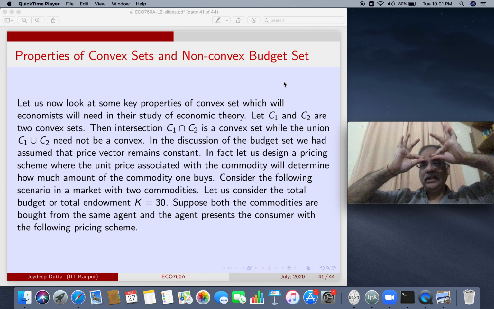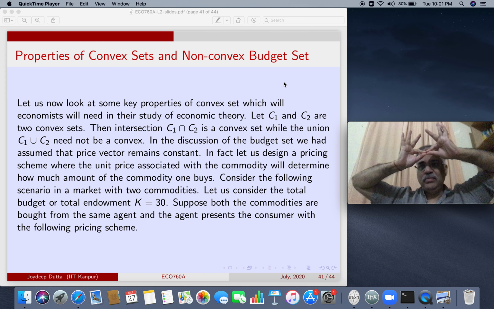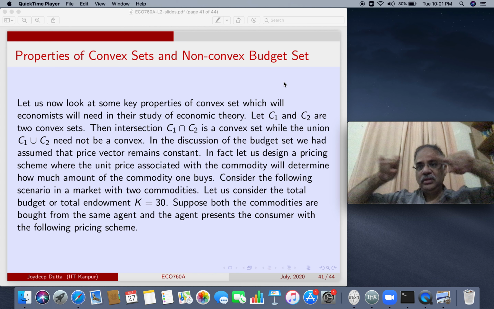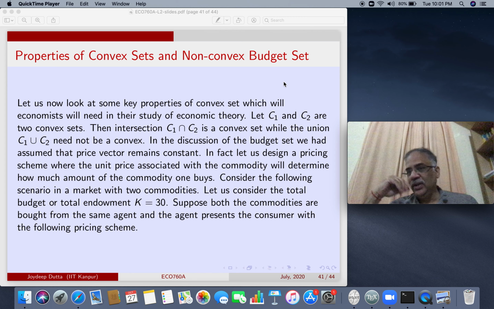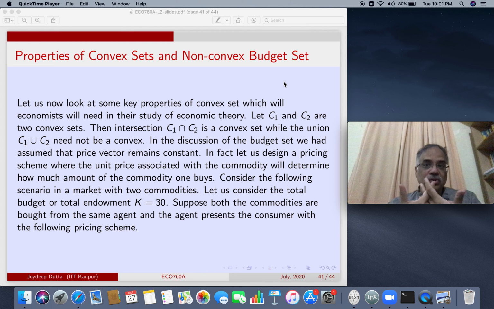Suppose you take two triangles like this, A, B, C and A dash, B dash, C dash, and just make them touch at A dash. Then their union is not a convex set, you can easily figure out. In economics, can there be certain instances where the union of two convex sets is not convex?